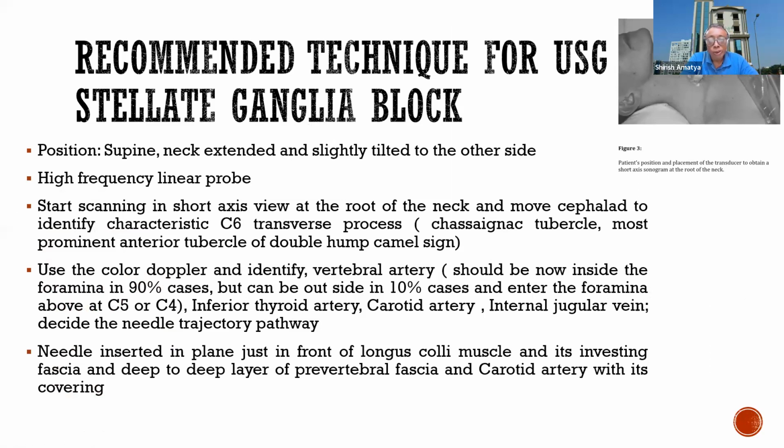And here we have to be careful of the inferior thyroid artery, carotid artery, and internal jugular vein, and we have to use color Doppler while injecting and to plan the needle trajectory. While using ultrasound, the injection is usually done in an in-plane manner, and the tip of the needle should be just in front of the longus colli muscle and above the fascia investing the longus colli muscle, and deep to the prevertebral fascia and carotid artery fascia.